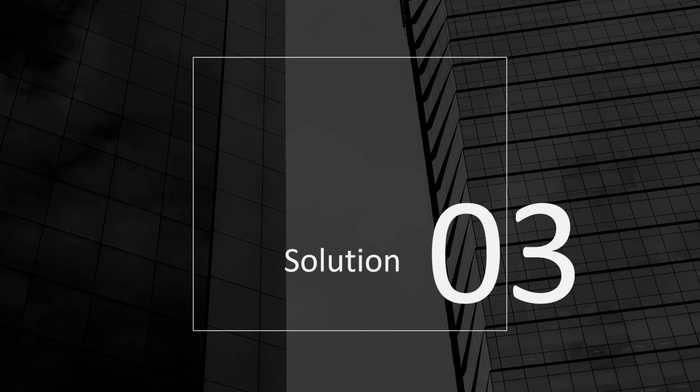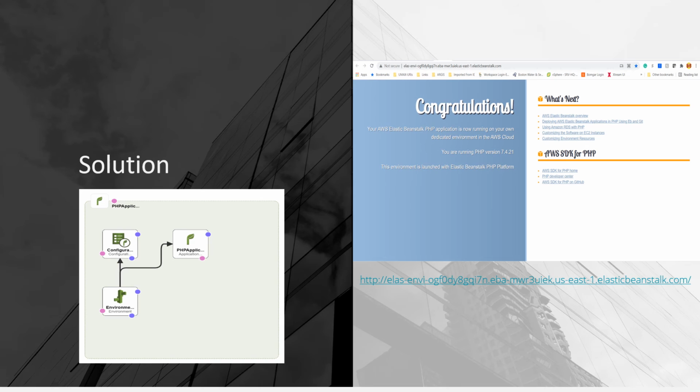So the solution is the final product. I used a template. As you can see here, this is what the environment layout looks like on the left side, and on the right side is the actual web page. So this is the application I deployed. It's a default Elastic Beanstalk application I put up.